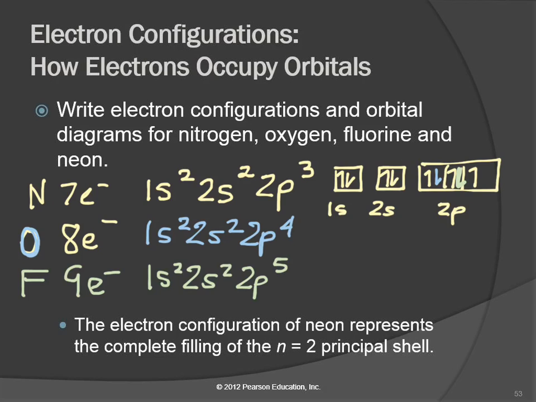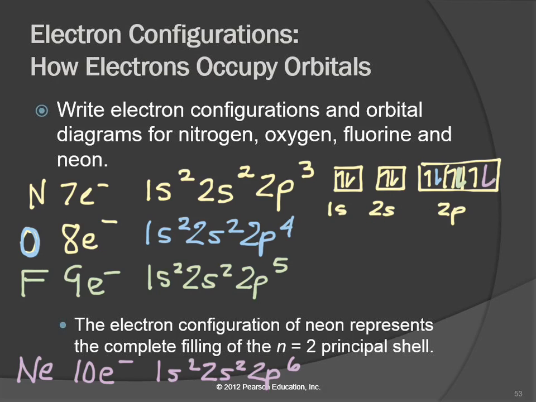What about neon? It's 1 more electron. So that's going to fill up that last bed. So I'll stick neon down here. Neon has 10 electrons. 1s2, 2s2, 2p6. Are there any more rooms on the second floor? No, there's only the 2.